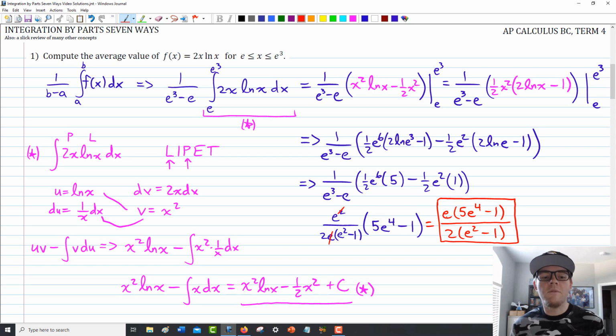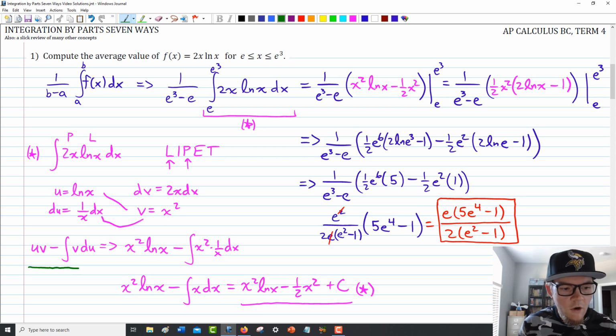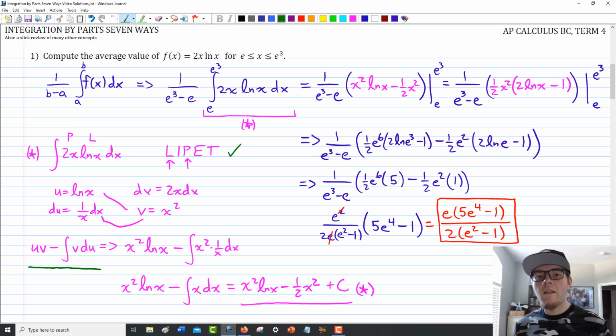There was a big challenge that came from simplifying, but in here, the important structures to remember, I'll highlight them here in green or underline them in green. Remembering that expression, uv minus the integral of v du, that's instant communication that you know integration by parts. Knowing or recalling LIPET, so that way you can make a good sound choice of your u and dv. And then, of course, executing your antiderivative and keeping your work organized.